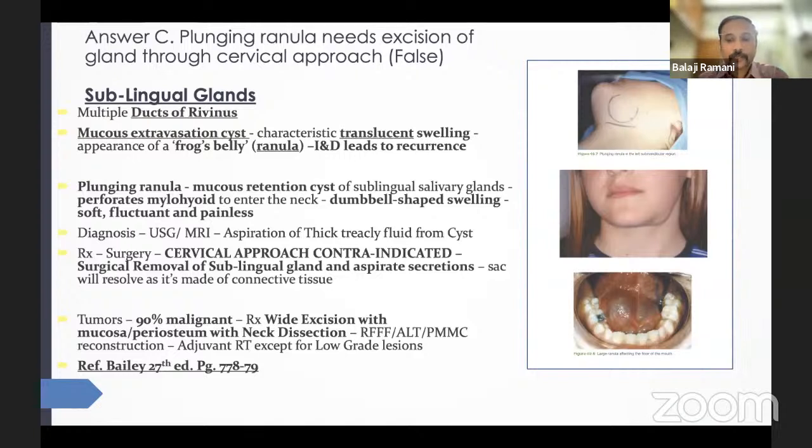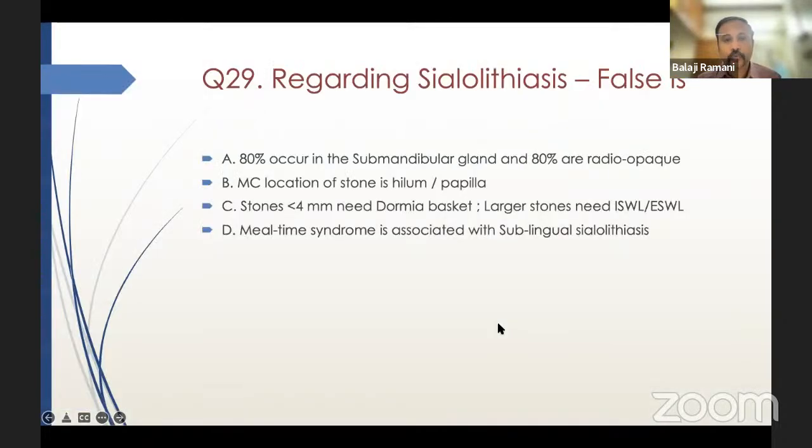You may get an exam question as a pictorial question, and they may be asking what is the approach and all that. So this is going to be the management, and that is the approach that you will have.